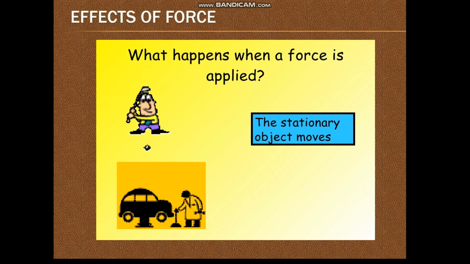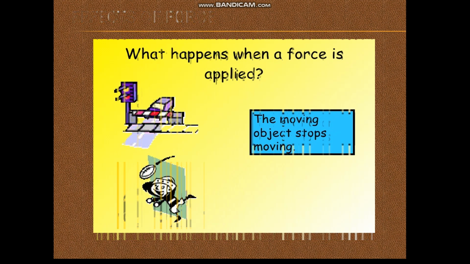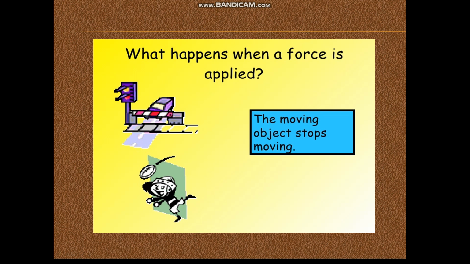What can force do? The different things force can do are called the effects of force. What happens when a force is applied? A force can make a stationary object move. For example, you kick a stationary football and it moves. A force can stop a moving object. You stop a moving football by applying force with your foot.